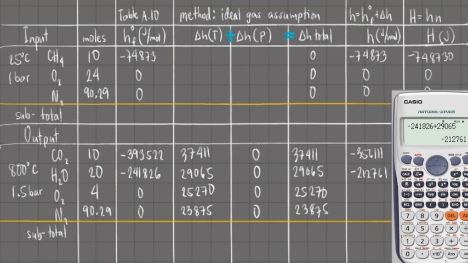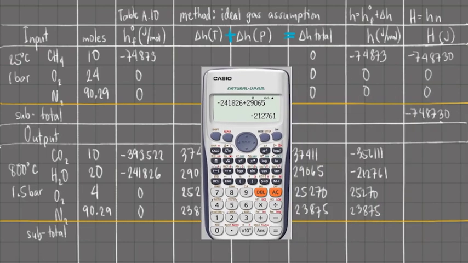Next, for both oxygen and nitrogen, since their enthalpy of formation is 0, then we have the same value of final enthalpy, 25,270 and then 23,875. And finally, we can multiply our specific enthalpy with the number of moles of the substances to get the final absolute enthalpy. So for carbon dioxide, that is times 10. This becomes negative 3,561,110. For water, that is negative 212,761 multiplied by 20 moles. That is negative 4,255,220. We will just be converting to kilojoules later after we're done with all of this, okay?